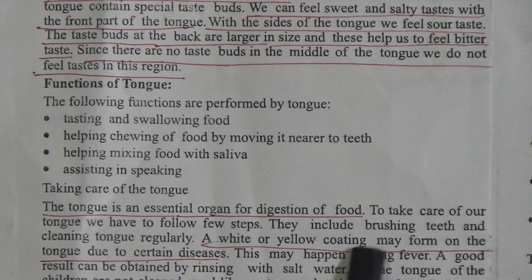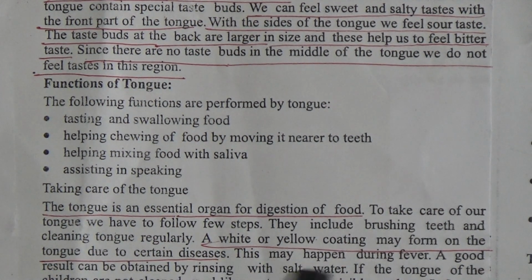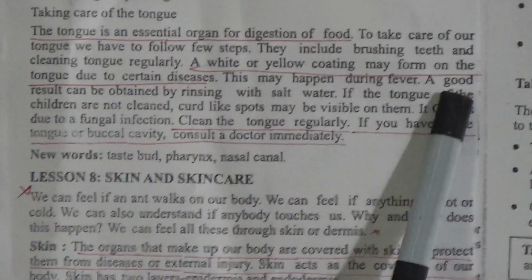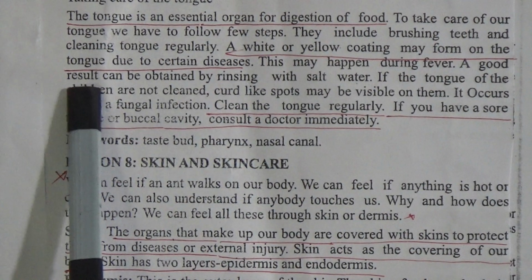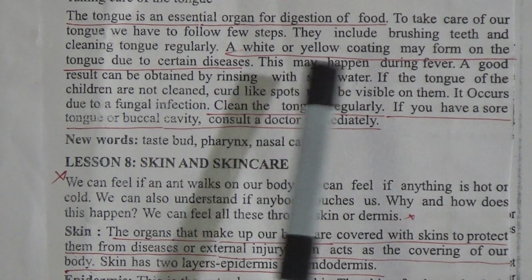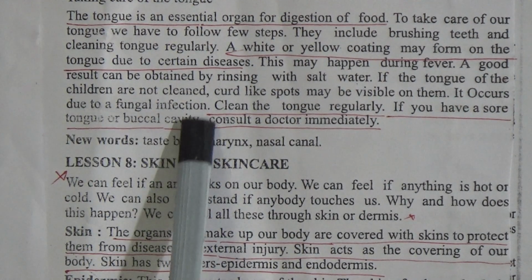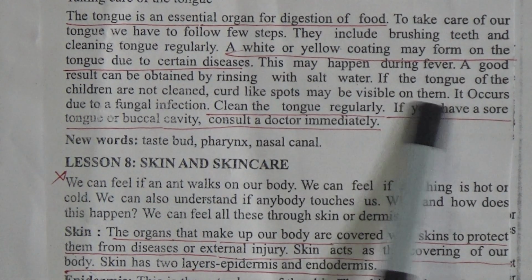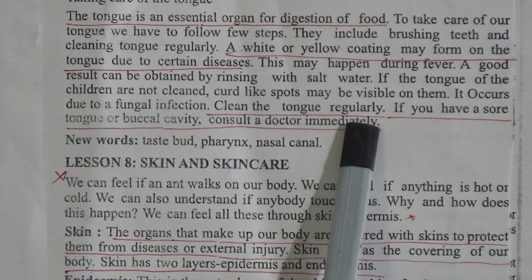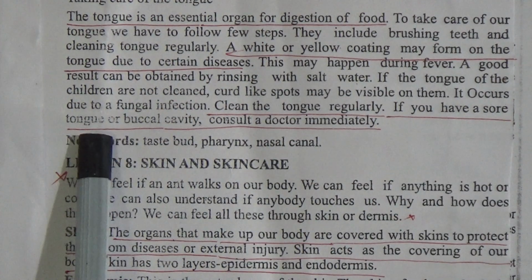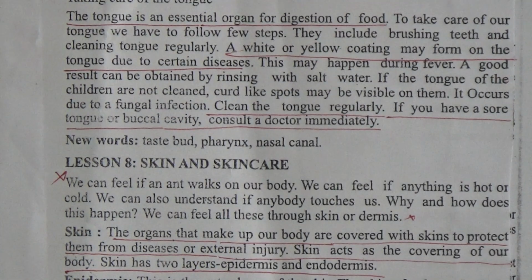A white or yellow coating may form on the tongue due to certain diseases. This may happen during fever. A good result can be obtained by rinsing with salt water. If the tongues of children are not clean, curd-like spots may be visible on them. It occurs due to fungal infection. Clean the tongue regularly. If you have a sore tongue or buccal cavity, consult a doctor immediately.